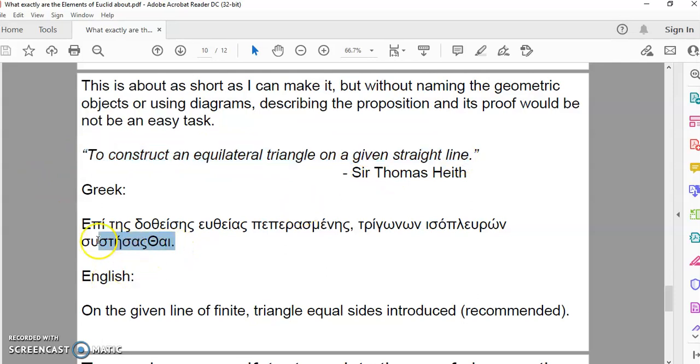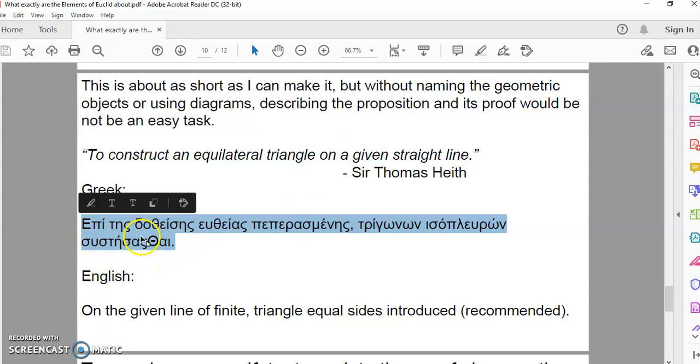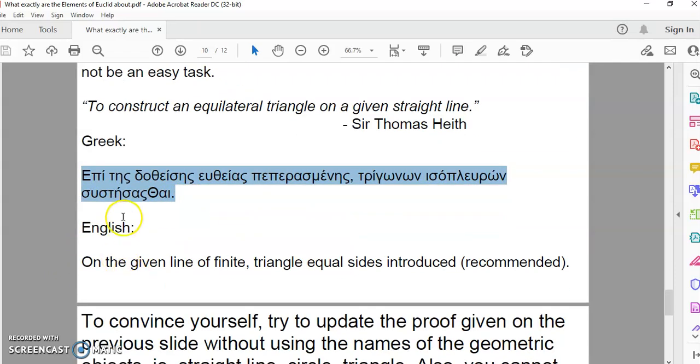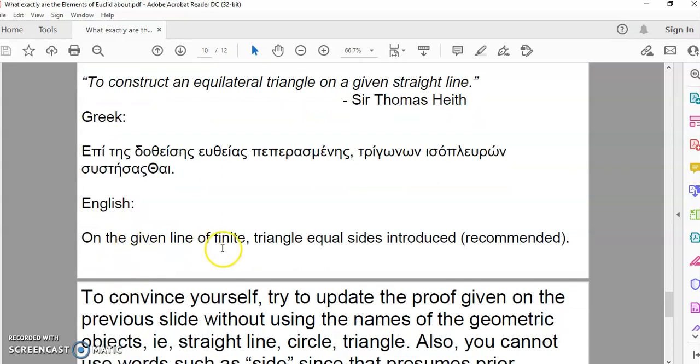And in the Greek it says this, επί της δοθείσης ευθείας πεπερασμένης τρίγωνον ισόπλευρον συστήσασθαι. Okay. Whenever you see that over a letter, you have to place the accent there. So in English, it basically means on a given line of finite, triangle equal sides introduced.